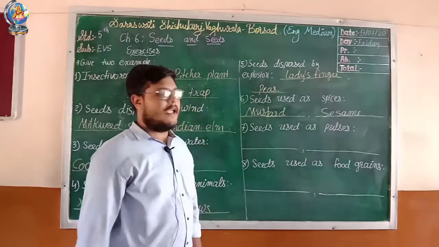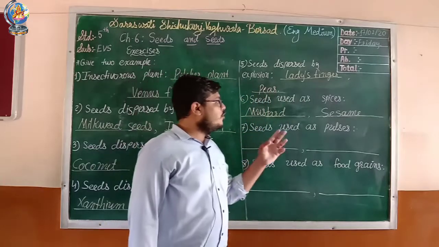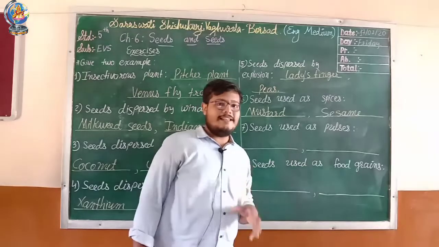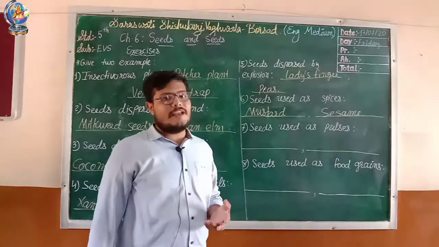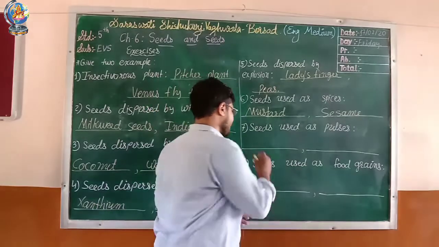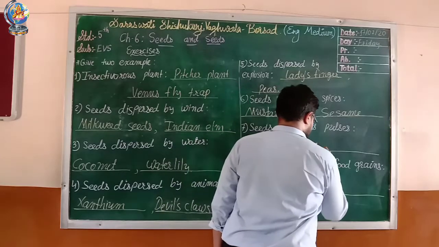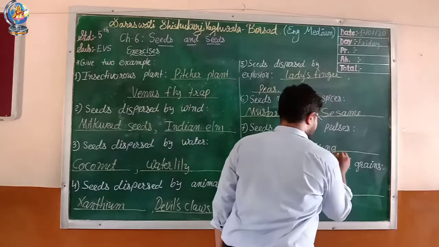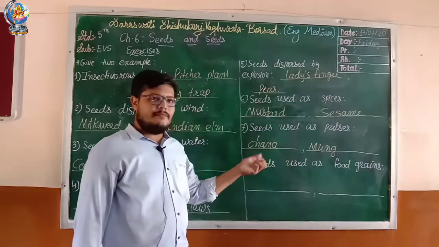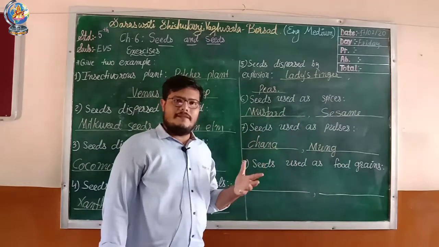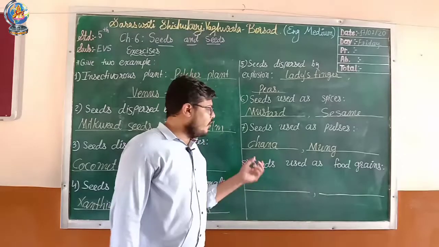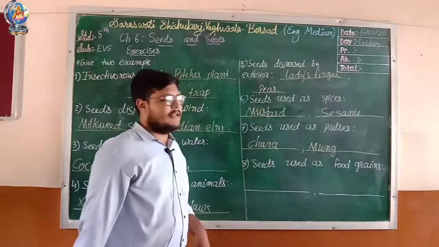Okay. Now, seventh number, seed used as pulses. So you can write chana, mung. There is no English name. This is a general name which is given in the textbook. In the story also we called it chana. So here it is written like that.